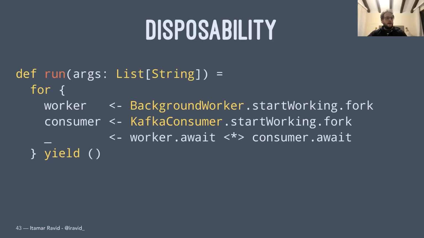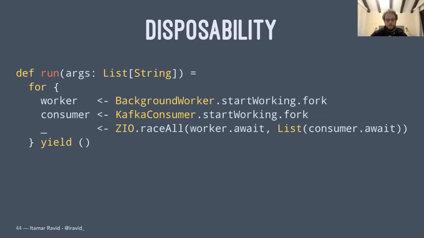Okay. What's the actual solution for this? Well, the actual solution for this is using race-all. So we can use race-all to basically watch all the fibers for all the background processes that we're running at the same time. And if any one of them, for some reason, exits prematurely or exits with an error, then this entire ZIO action will end as well.